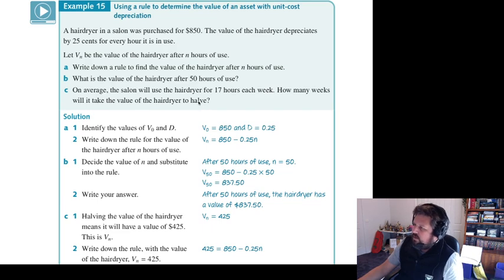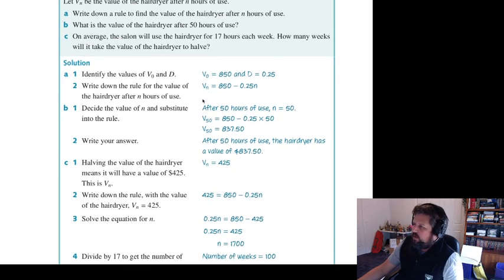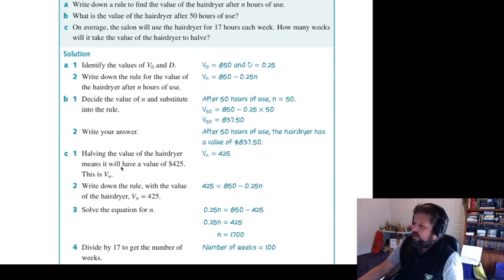So what you need to think about here is actually what half the original value is. So original value was $850. Halving the value would be $425, half of that 850. So ultimately we're going to be finding out when Vn is equal to 425. So we're going to have Vn as being 425, writing out the rule, 850 take away 0.25n.